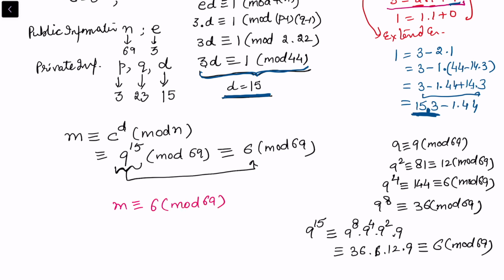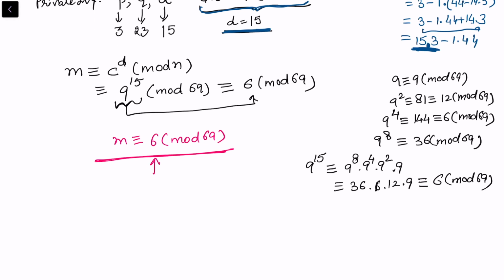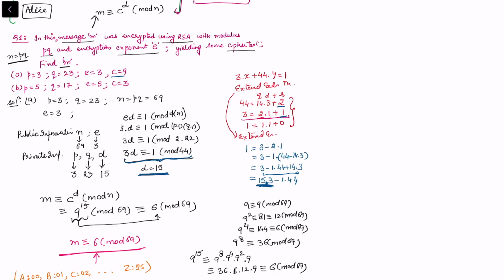And now if somebody wants to know the corresponding alphabet, or what this message was, if we are using the standard conversion of the alphabet, A corresponds to 00, B corresponds to 01, C corresponds to 02, and so on. Z will correspond to 25. In this we can see that M equal to 6 will correspond to the plain text letter G. So this completes our first part, and on similar lines you can try the second part. This I am not doing; I'll leave it for you as an exercise.